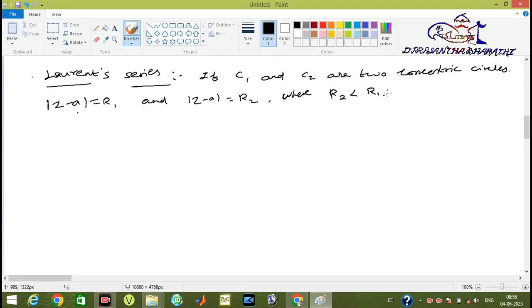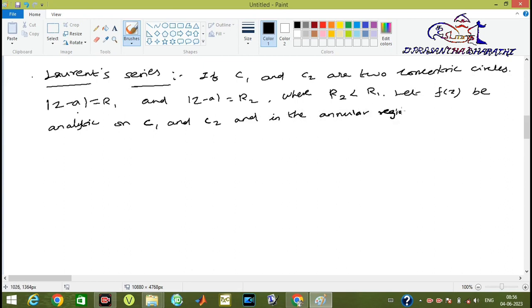Now I am again assuming, let f of z be analytic on the two concentric circles C1 and C2, and also in the annular region R. Annular region means the region enclosed between two concentric circles, that is between C1 and C2.